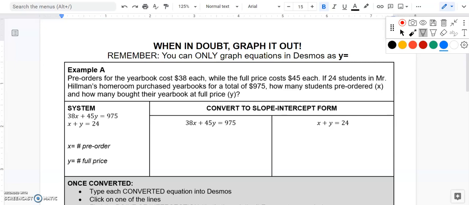So when we want to graph in Desmos, the first thing we need to do is convert our equations into slope-intercept form. Because when we are in Desmos, we can't do anything except y equals, all right? So we're going to convert. Here we go. We want to get y alone. We want to isolate y. So we're going to zero out x, or whatever I do to one side, I always do it to the other side right away. So I end up with 45y equals negative 38x plus 975.